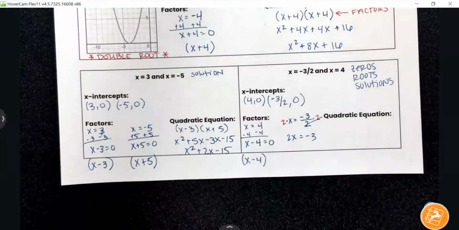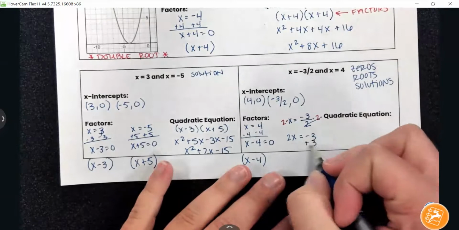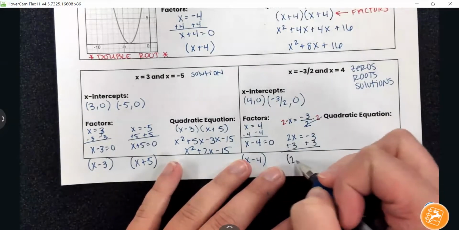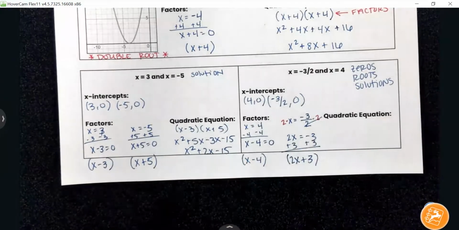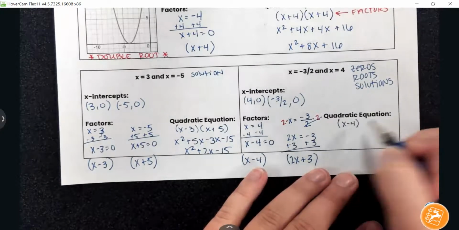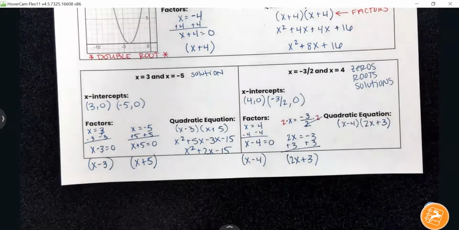How do I move a -3 to the other side? I'm going to add 3 to both sides. So what will my factor be? 2x plus 3. So take your two factors and go multiply them. Does it matter which one comes first? No. Okay.